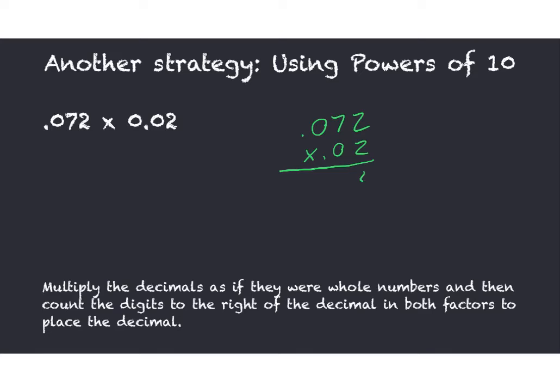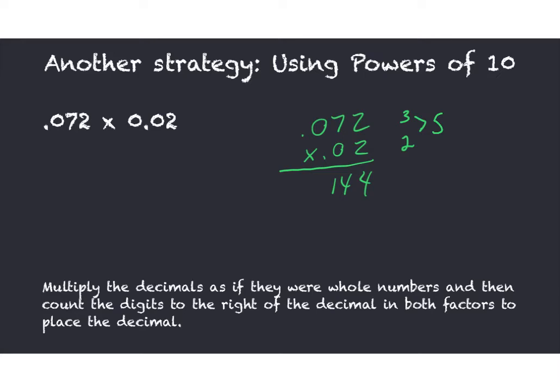2 times 2 is 4. 2 times 7 is 14. So if this was a whole number, our answer would be 144. However, we know this is a decimal. So let's use our understanding of powers of 10. In our first factor, we see that we have 1, 2, 3 digits to the right of the decimal. In our second factor, we'll see that we have 1, 2 digits to the right of the decimal. So if we put both of those together, we have 5 digits to the right of the decimal.